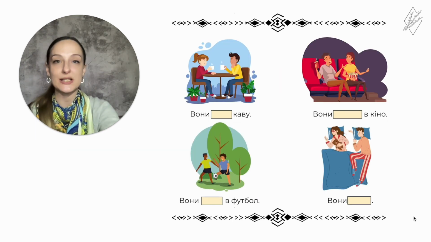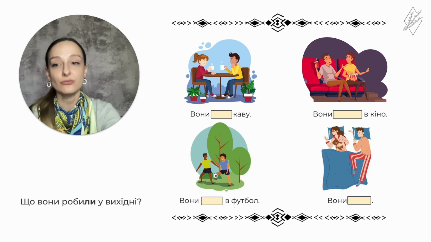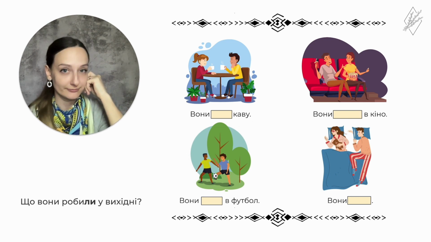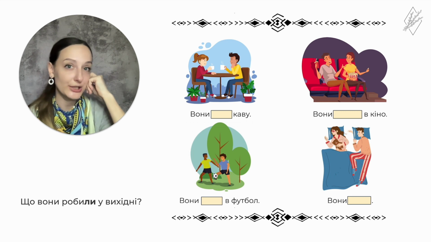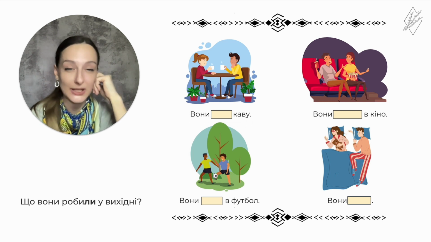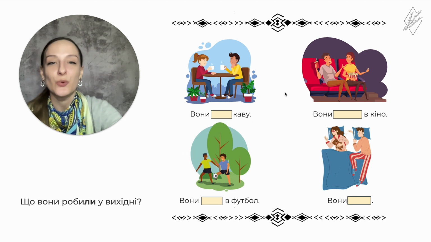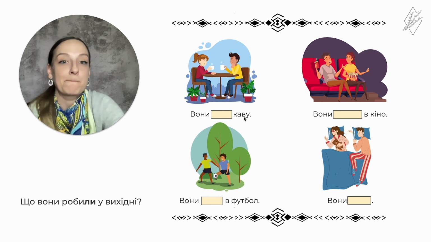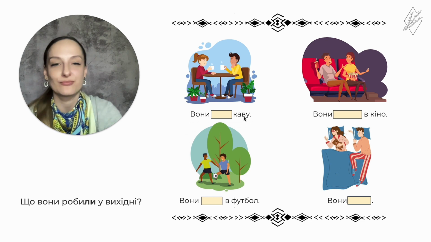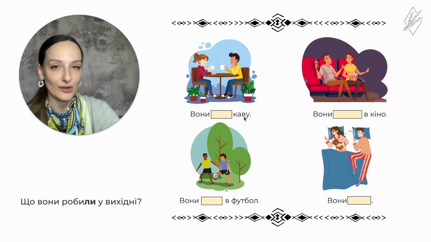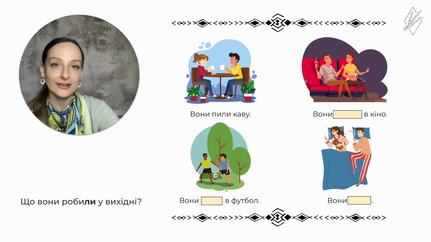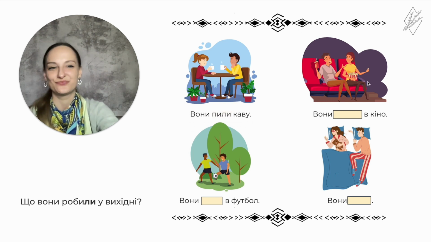Now let's practice plural forms. Що вони робили у вихідні? What did they do on weekends? So, what did these guys do? Вони... каву. What did they do with кава? Вони пили каву.